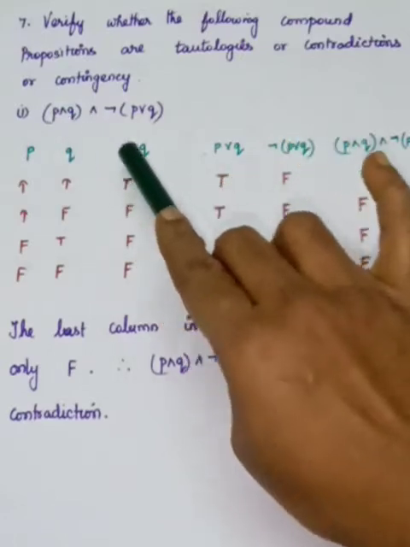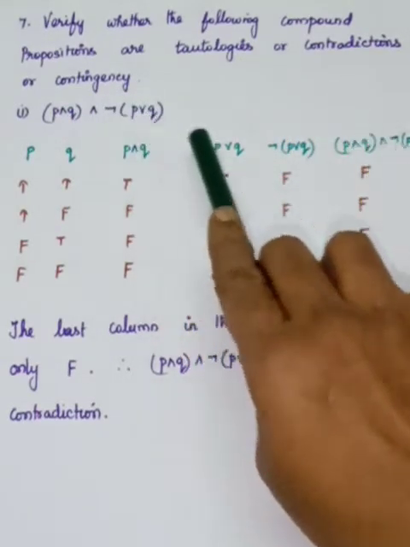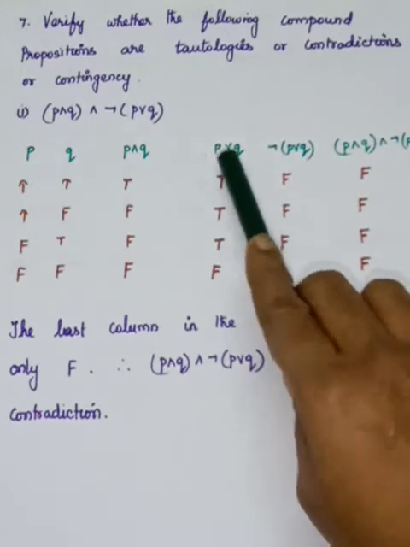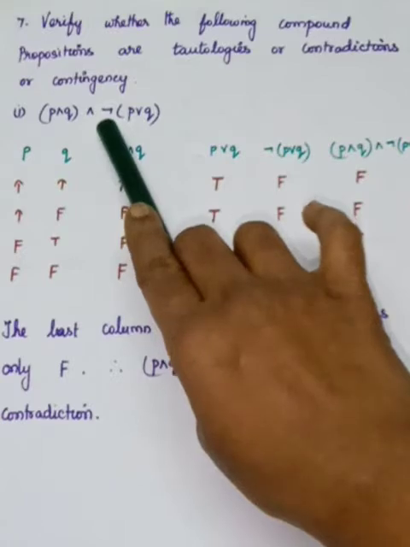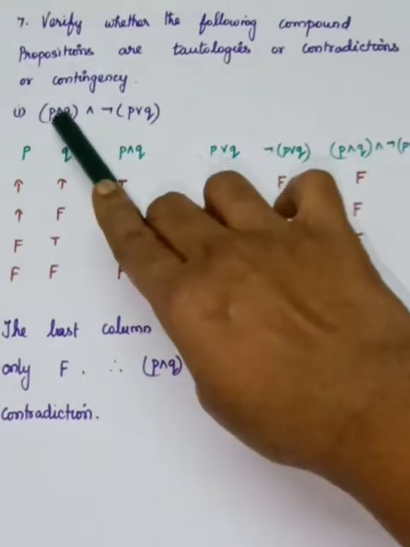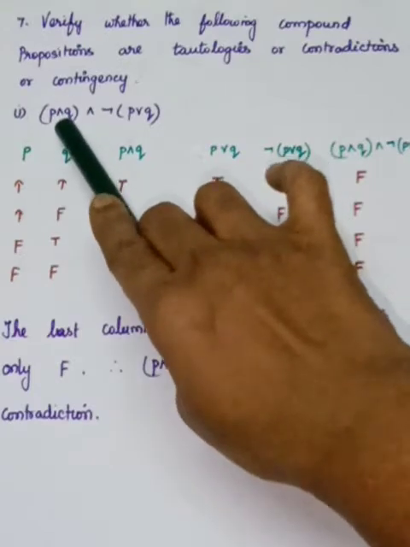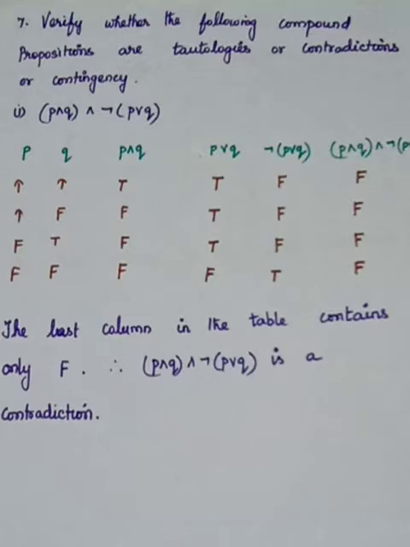So first it is P and Q. Next, in this bracket, P or Q is written. Next, you have to find the negation of P or Q. This is the symbol for negation. So we are going to find this and this also. In between you are having 'and', so that is the last column.